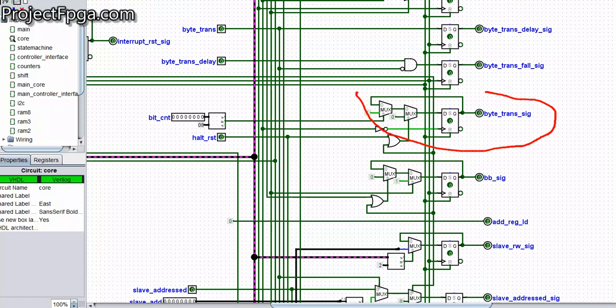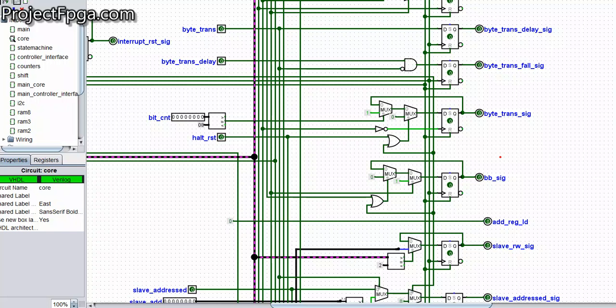Let's talk about this byte trans sig. Byte trans signal means that data reception has been completed. Now let's see what turns it on. It says when bit count is equal to 8, and whenever the bit counter is counting, it starts counting at the start of reception. You know the data are usually 8 bits wide. So once it counts 1 to 8, it knows that it has received 8 bits of data. Therefore, turn this byte trans sig on. So that is how this byte trans sig comes on.